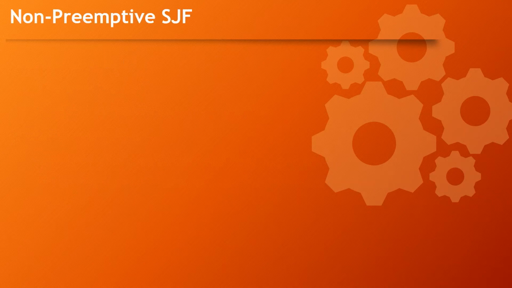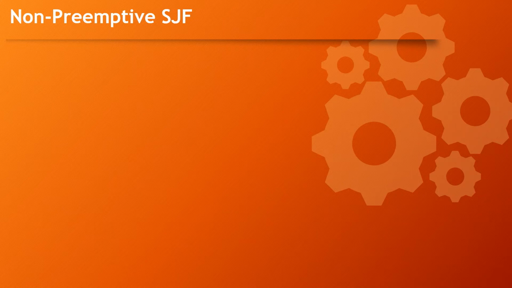Non-preemptive SJF. We are going to solve a problem using the non-preemptive method, which means that if the processor is assigned to a process, that process voluntarily releases the processor or the CPU after completing its execution. In between, the OS cannot take away the CPU. It's just the opposite of preemptive.